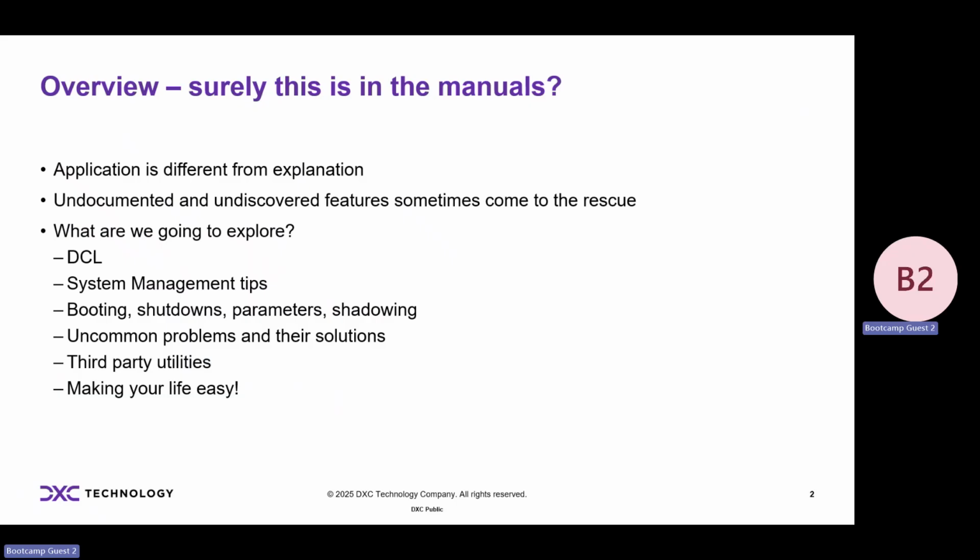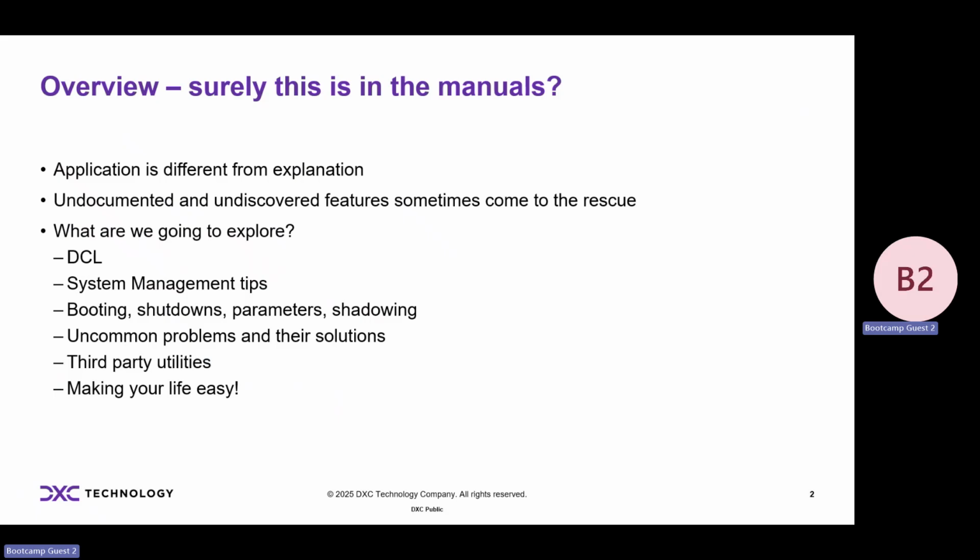So application can be really different from the explanation. It's not always obvious that you can use something to do something. So sometimes we find interesting ways of doing things, possibly not as intended. There are quite a lot of undocumented things. The Parsec website does have some really good stuff on there. So we're going to look at a few things.